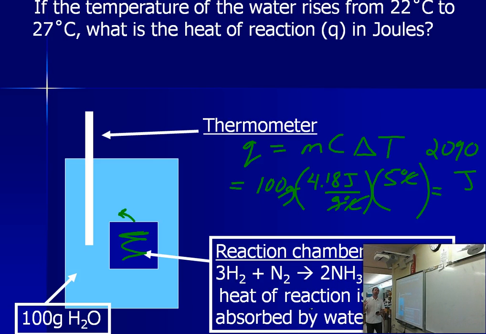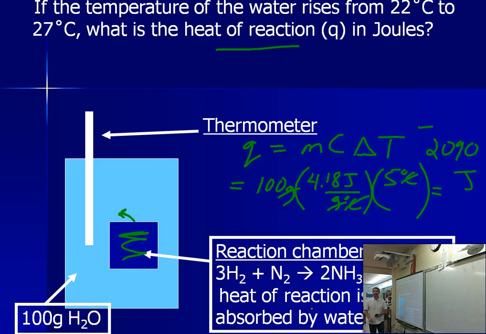Notice the value is positive because I'm really measuring the energy absorbed by the water. That's endothermic. Technically speaking, I was asked about the heat of the reaction, so that was energy released, so this would be a negative 2090 joules.